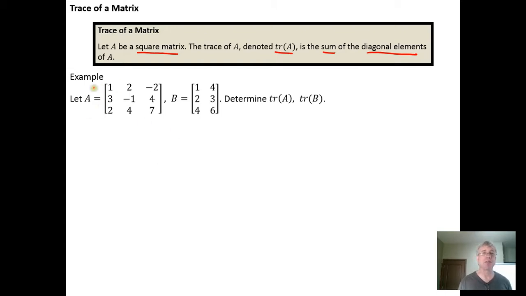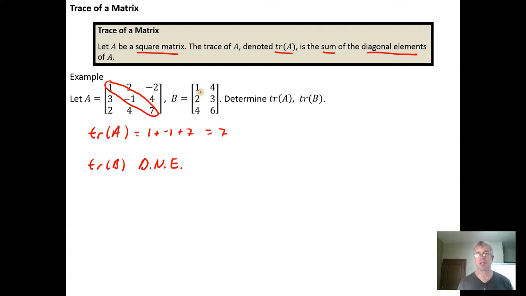So for example, for this matrix A right here, the trace of A is simply the sum of the diagonal elements. So it's 1 plus -1 plus 7, which is just 7. That's the trace of A. And if I were asked to calculate the trace of B, I would say the trace of B does not exist, because B is not a square matrix.